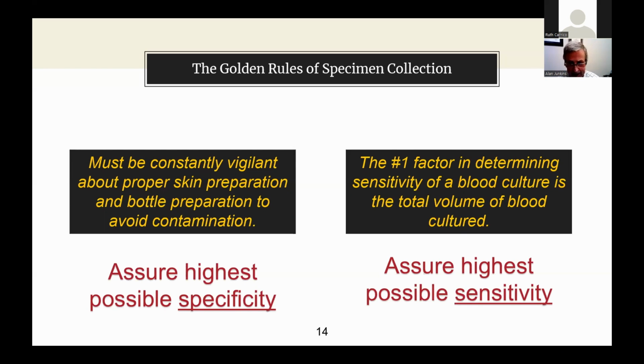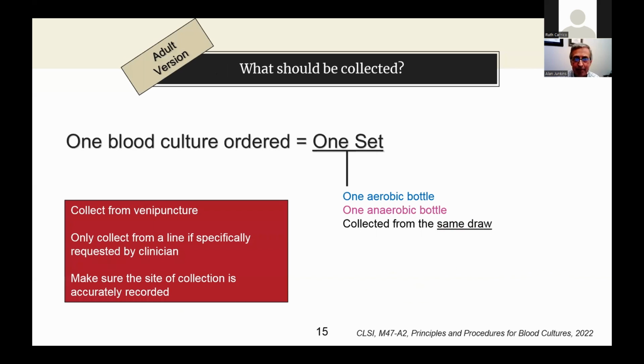The second golden rule, the number one most important factor in determining the sensitivity of a blood culture is the total volume of blood cultured. You must get high enough volume there. That's going to assure the highest possible sensitivity. So if you can juggle both of these and keep them both in mind at the same time, then you can get high sensitivity, high specificity. But that's easier said than done. So let's go through specimen collection issues.